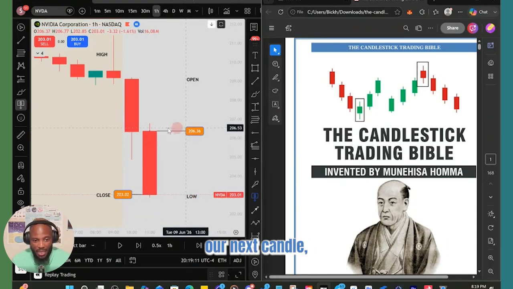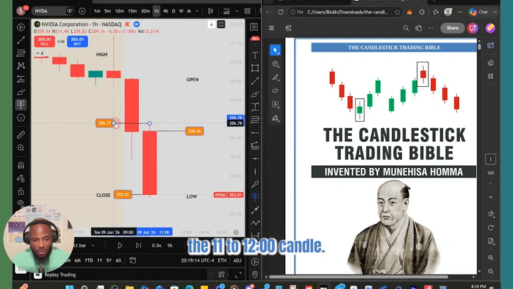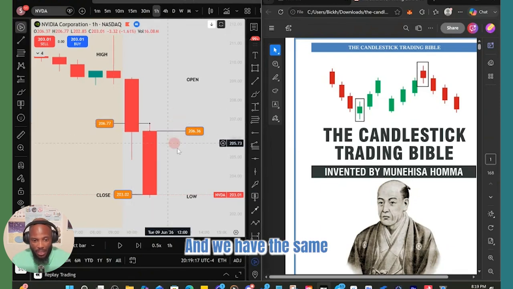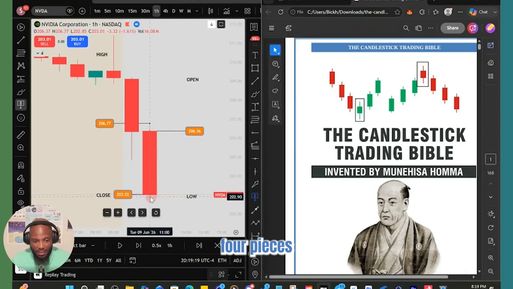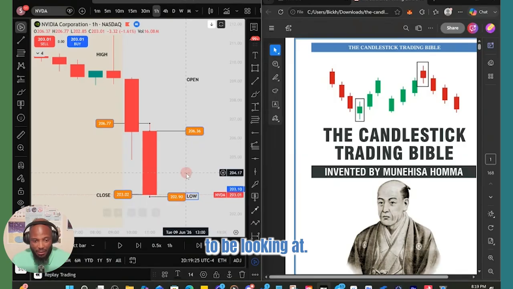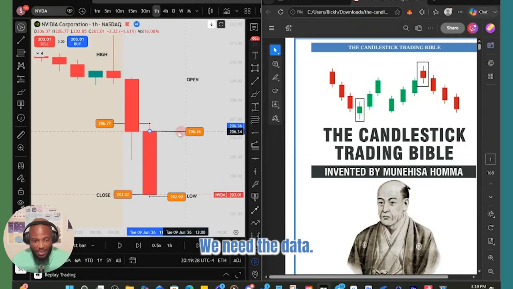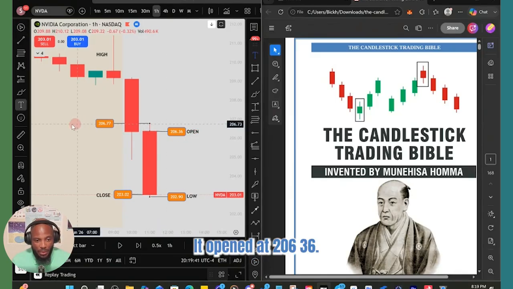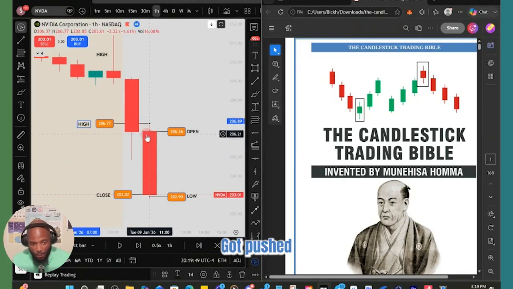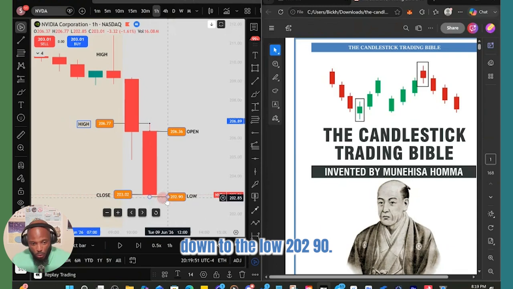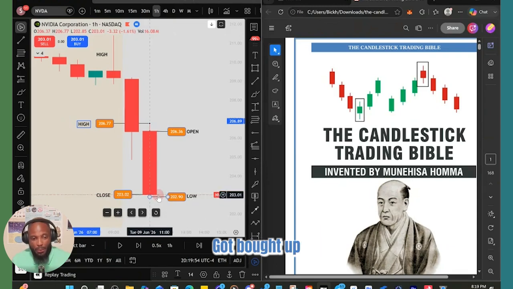All right. We have our next candle, which is the 11 to 12 o'clock candle. And we have the same 4 pieces of information on our candles that we always need to be looking at. That tells us everything. We need the data. The data matters, man. All right. So it opened at 206.36. It went as high as 206.77. Got pushed all the way down to the low, 202.90. Got bought up to the close, 203.02.